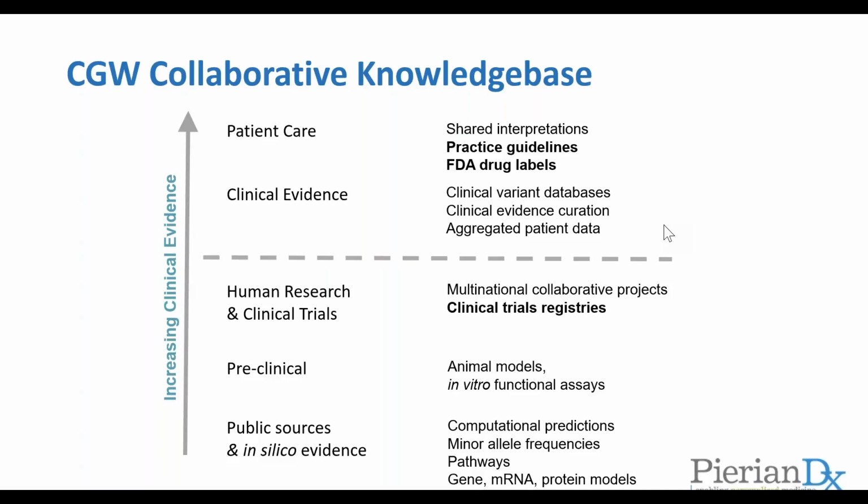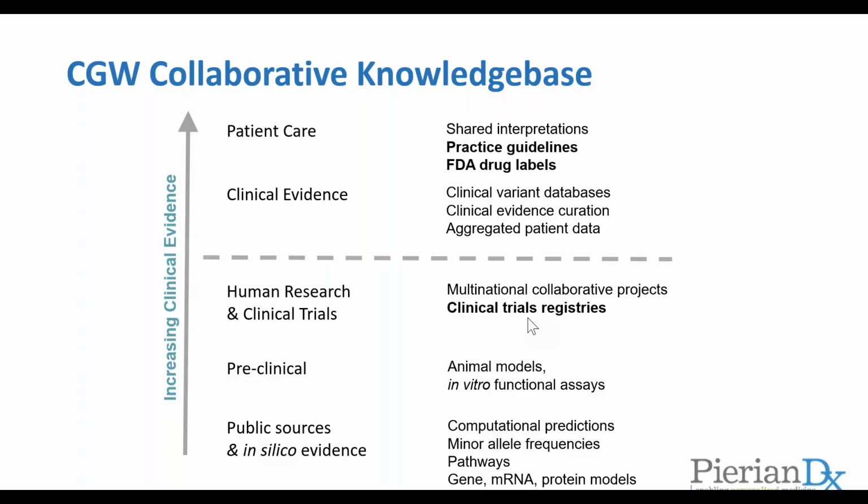Above this dashed line are the sources that have the most clinical evidence that really support definitive classifications that can be automated in CGW. And so those include, at the top, the shared interpretations that users write and save to the knowledge base, the practice guidelines and FDA drug labels, which we're sort of combining into the category of practice guidelines for our discussion today, as well as clinical evidence from sources like ClinVar, and aggregated patient data from past patients' cases analyzed in CGW.